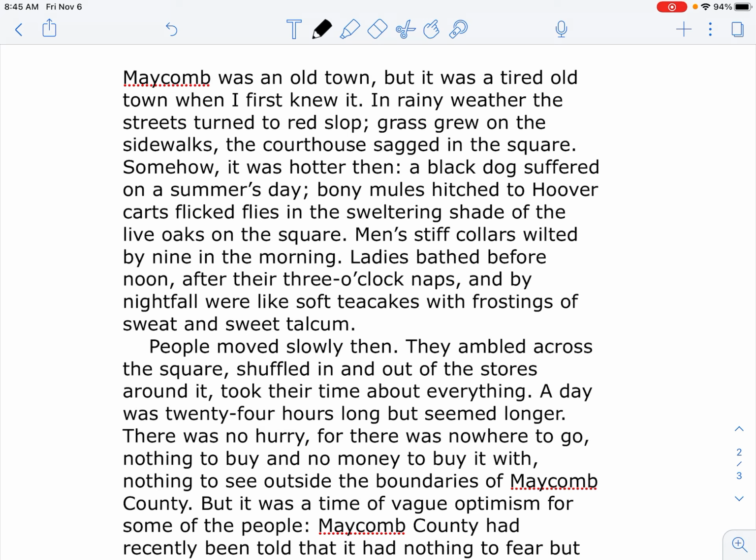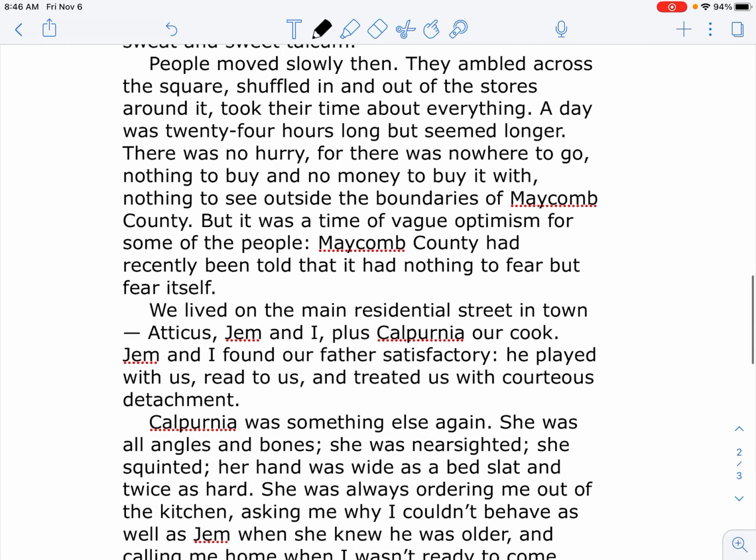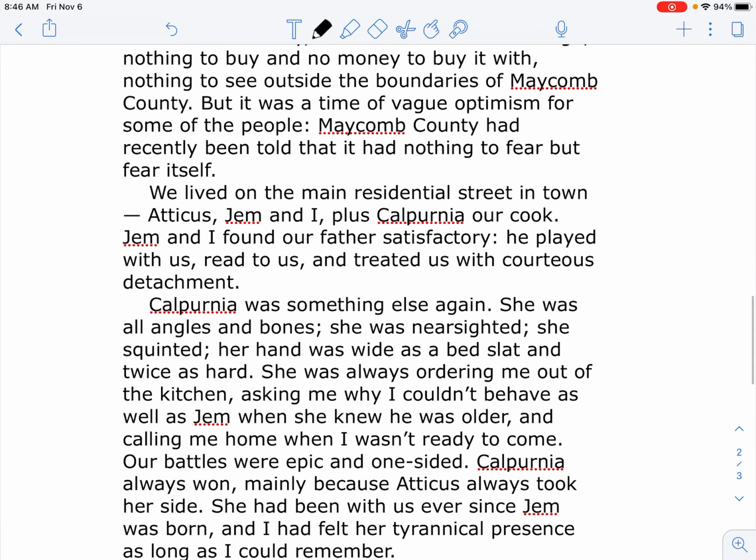They ambled across the square, shuffled in and out of the stores around it, took their time about everything. A day was 24 hours long, but seemed longer. There was no hurry, for there was nowhere to go, nothing to buy, and no money to buy it with. Nothing to see outside the boundaries of Maycomb County. But it was a time of vague optimism for some of the people. Maycomb County had recently been told that it had nothing to fear, but fear itself.